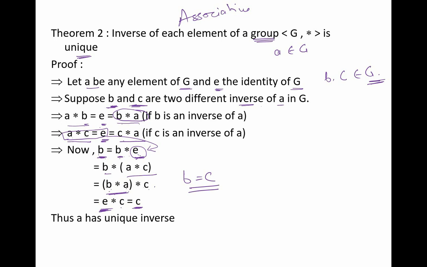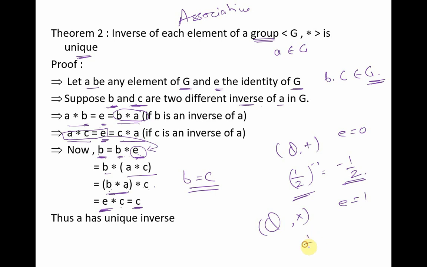Let me once again repeat, the inverse depends on the particular element as well as the operation. Let's take again the same example. Say for the set of rational numbers and addition, the identity element is 0. So if I take the element 1 by 2, then its inverse will be minus 1 by 2. But if I take the multiplication operation, the identity element is equal to 1. In this case, the inverse of 1 by 2 is equal to 2 by 1. Why? Because if I multiply these two, I'll get 1. If I add the earlier two, I'll get 0.